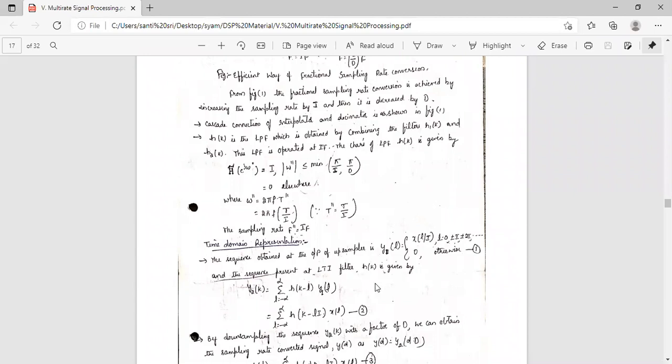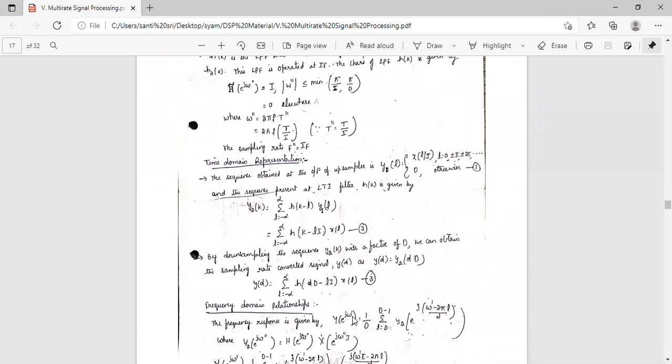Similarly, the sequence at the output of the LTI filter h of k is given by y2 of k equal to sigma l equals minus infinity to infinity h of k minus l into y1 of l. That is sigma l equals minus infinity to infinity h of k minus l I into x of l, since y1 of l is x of l by I. That's why you can replace y1 of l by x of l by I. So this is h of k minus l I into x of l. That is equation number 2.